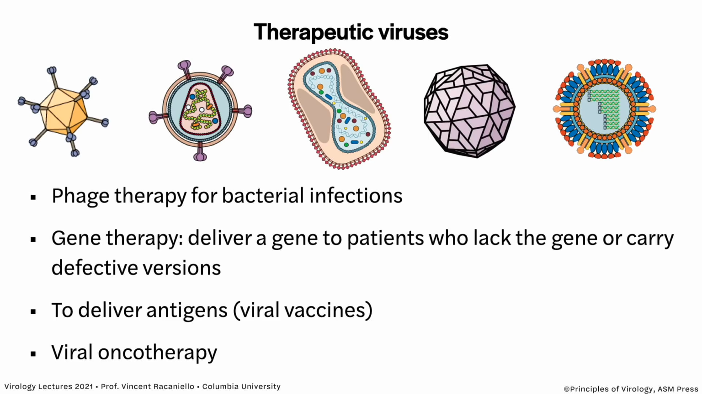Today we are going to talk about what I call therapeutic viruses. That is, using them to take care of human diseases. And we're going to talk about 4 areas. First, phage therapy for bacterial infections. Very briefly, not a lot. Then gene therapy, delivering a gene to patients who either lack it or have a mutant version of the gene.